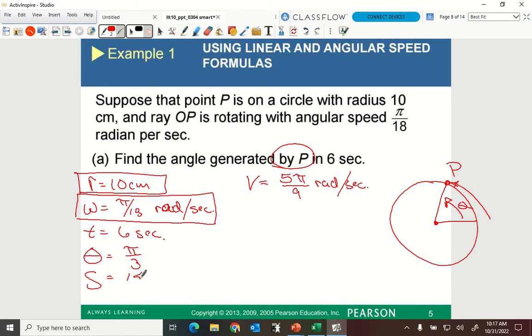So we had 15 pi over, no, it wasn't 15. What was it? 10 pi, right? And my units.